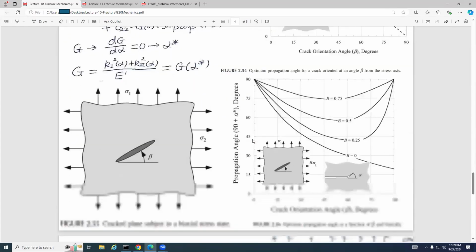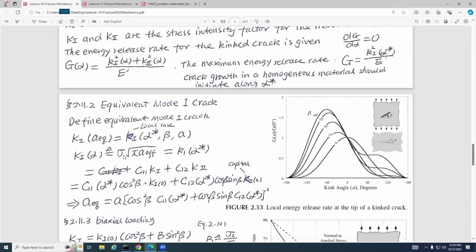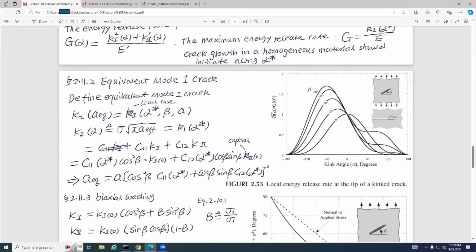Okay, so here are some equations I'm going to go through. The equivalent mode 1 crack. Look at it here, this is the kink. This is our main crack, and at the end of the main crack we have a smaller one, and we call it the kinky one. So we define the equivalent mode 1 crack.